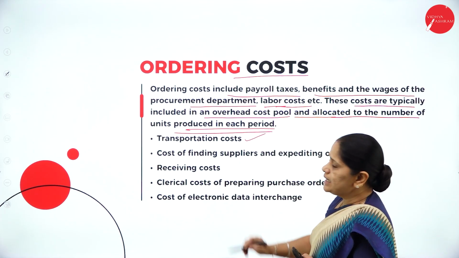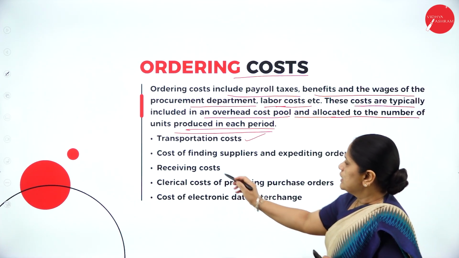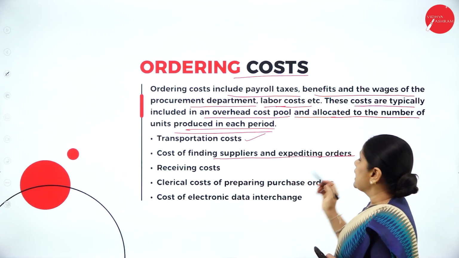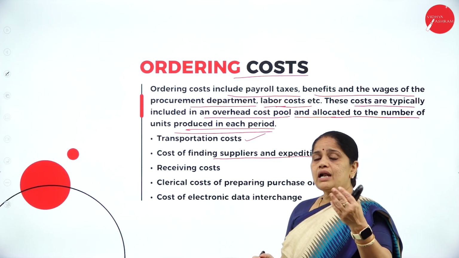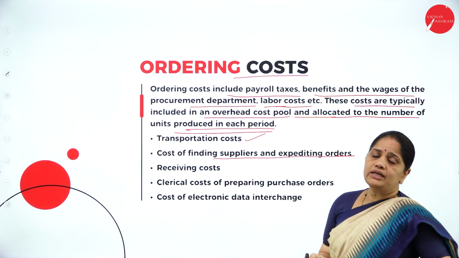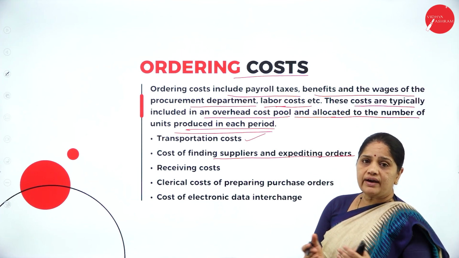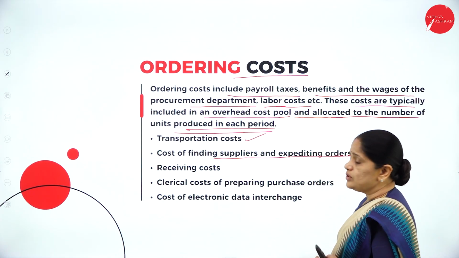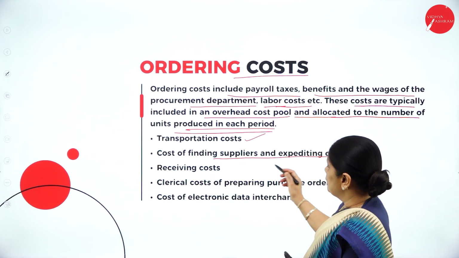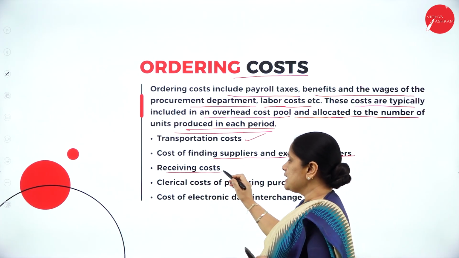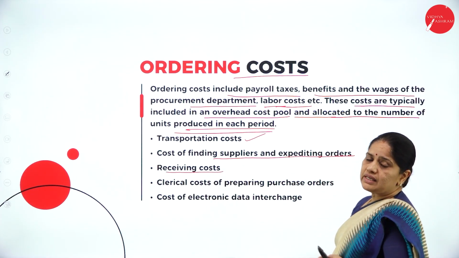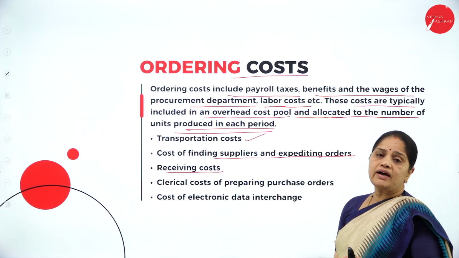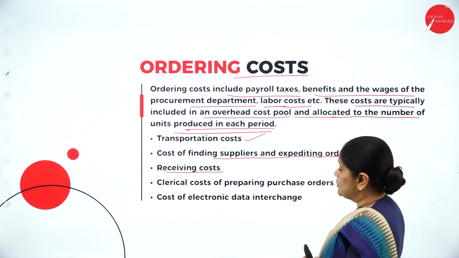So it includes the transportation cost of goods, the cost of finding suppliers and expediting the orders. Now you cannot right away order somebody to supply the goods. You have to compare various quotations and then order. So what is the cost of finding the suppliers? Then the receiving cost. Once you receive the order, you have to inspect the goods and then stock it.